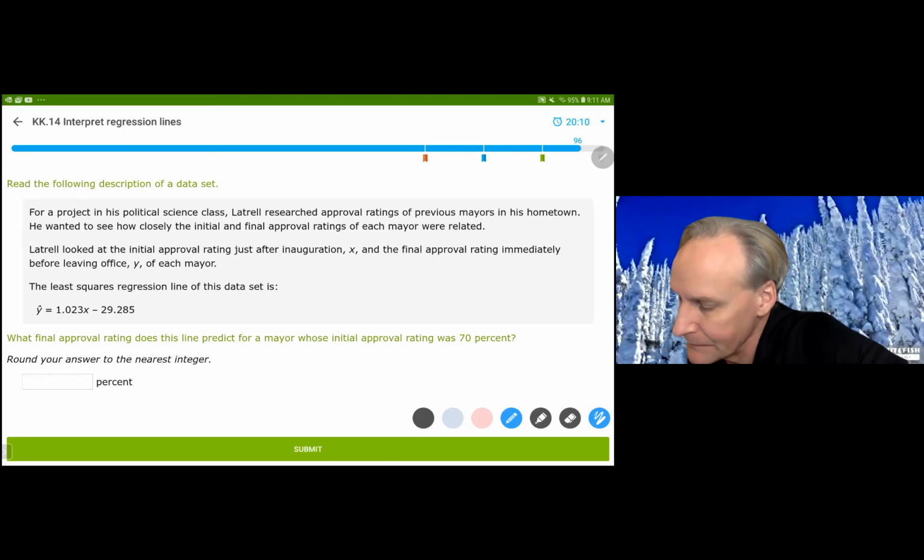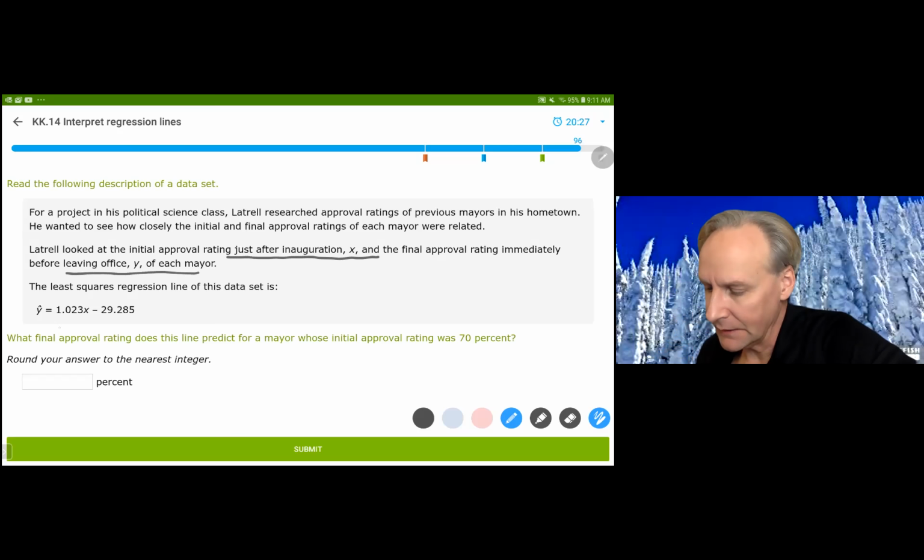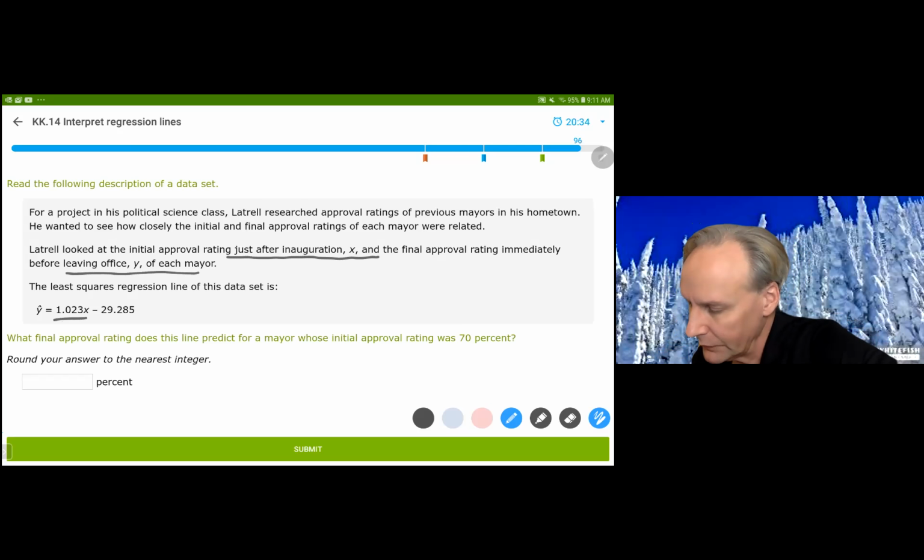Okay. For a project in his political science class, Luttrell researched approval ratings for various mayors in his hometown. He's looking at approval rating just after inauguration and just before leaving office for each mayor. And it looks like there is a relationship there. The final approval rating, does this line predict for a mayor whose initial approval rating was 70%?